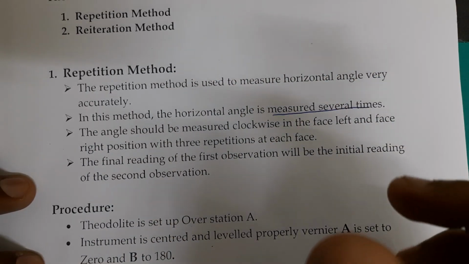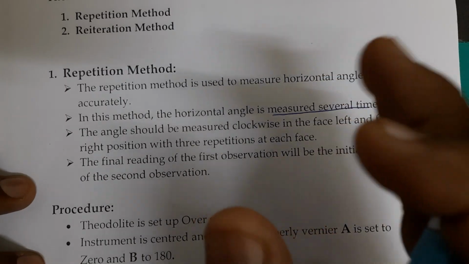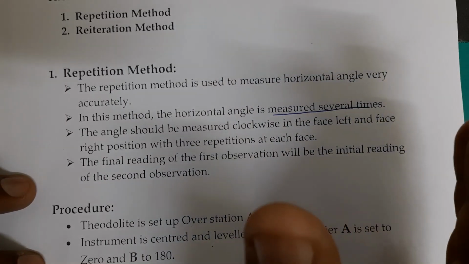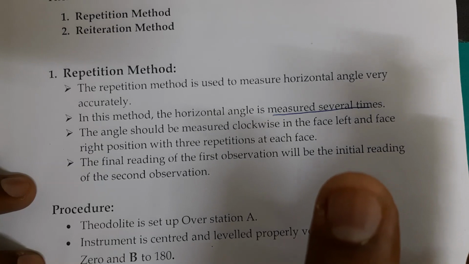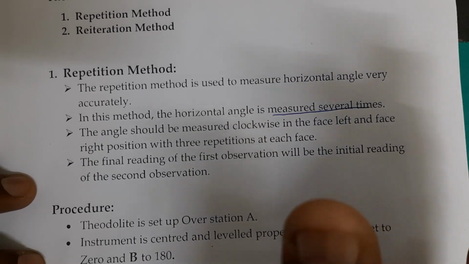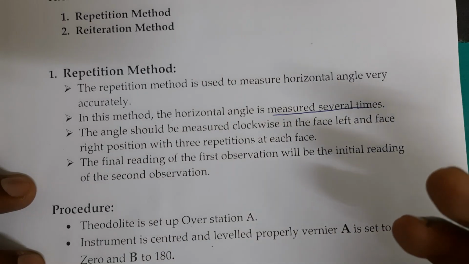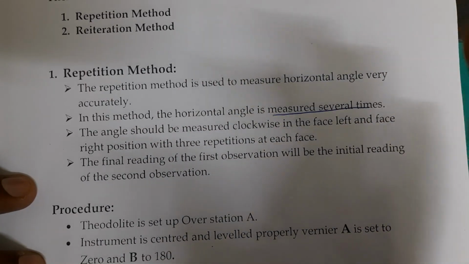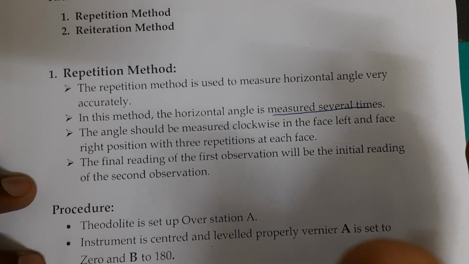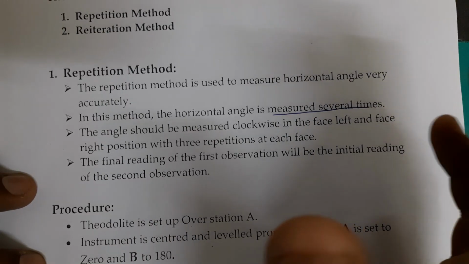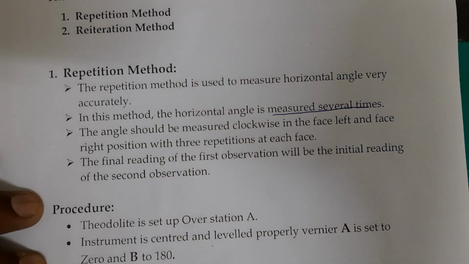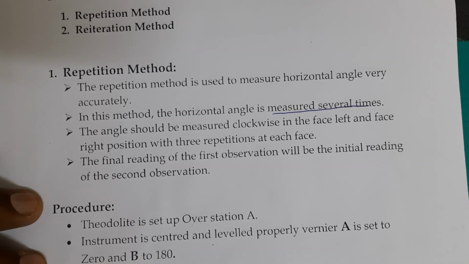So what happens is, after measuring the angle 2 or 3 times, the angle reading is mechanically added several times, meaning it is cumulated. It is mechanically added several times depending upon the number of repetitions. So if 2 or 3 repetitions are taken, then that angle is added to the last one.